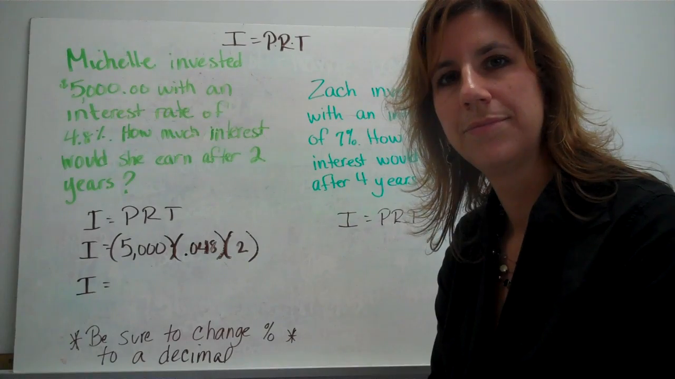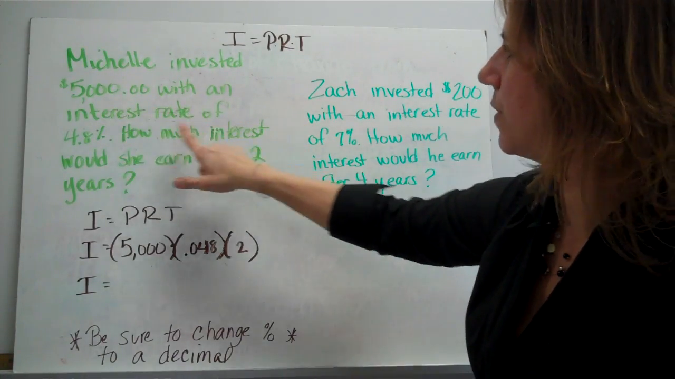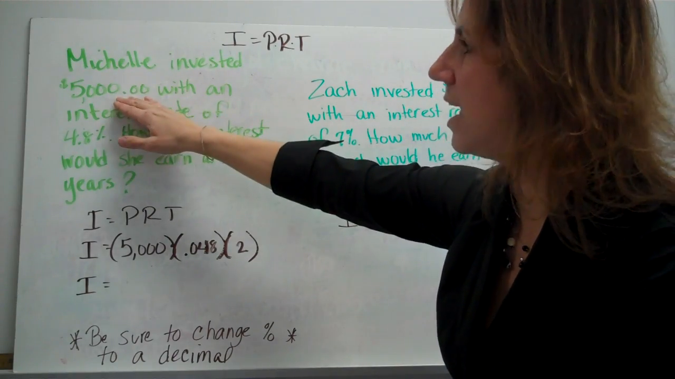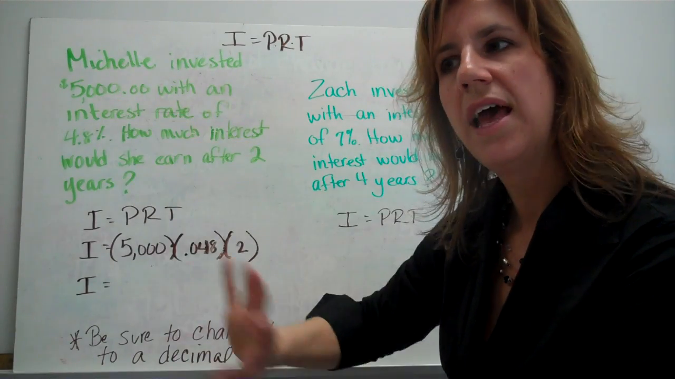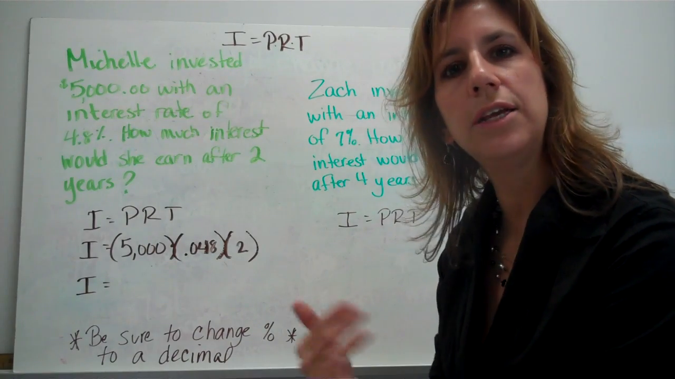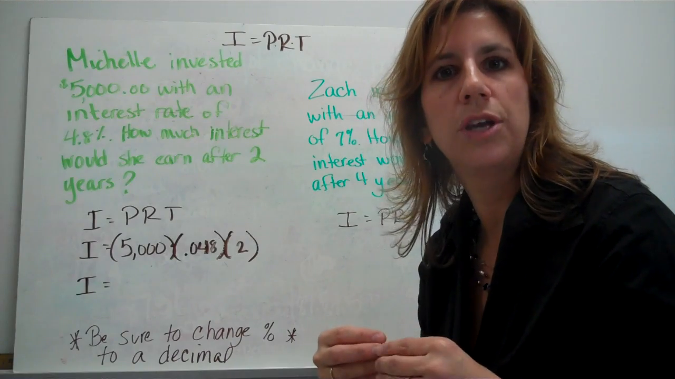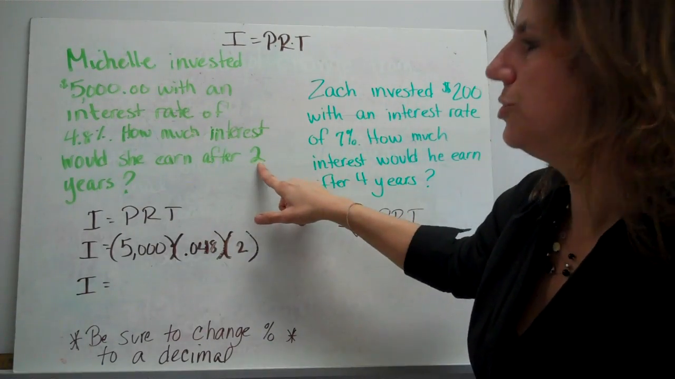All right. This first one: Michelle invested $5,000 with an interest rate of 4.8%. See how small that is? So Michelle gave the bank $5,000. The bank took that $5,000 and invested it and used it. And Michelle is getting an interest rate. She's getting a little bit of money because the bank is using hers. Okay? How much interest is she going to earn after 2 years?